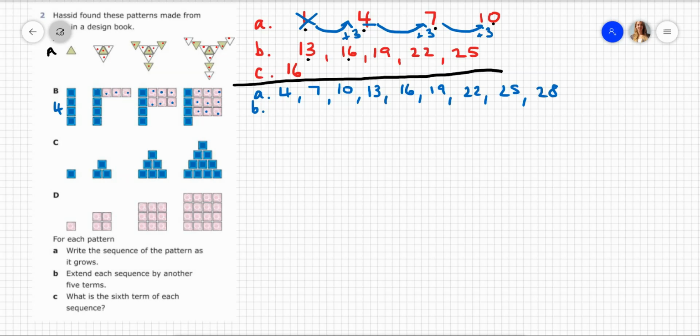And then for part C, what is the 6th term? Have to count them. 1, 2, 3, 4, 5, 6. The 6th term is 19.